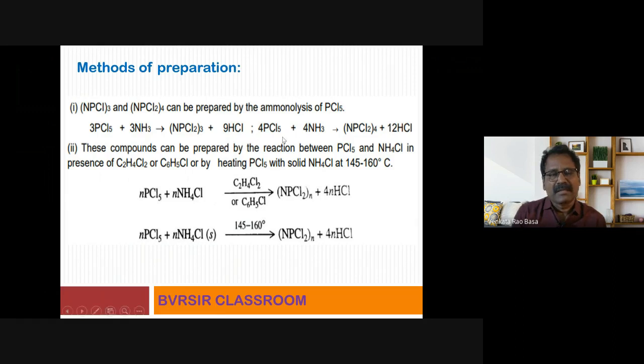In another way, by altering the reaction conditions, we can prepare the (NPCl2)4 molecule also, that is the tetramer. So this is one method of preparing the trimer as well as the tetramer. Similarly, a general method for the preparation of these phosphonitrile chlorides: these compounds can be prepared by the reaction between PCl5 and ammonium chloride in presence of C2H4Cl2, dichloroethane, or chlorobenzene, or by heating PCl5 with solid ammonium chloride at a temperature of about 145 to 160 degrees centigrade. Practice these two reactions; I hope these two reactions are sufficient for examination.